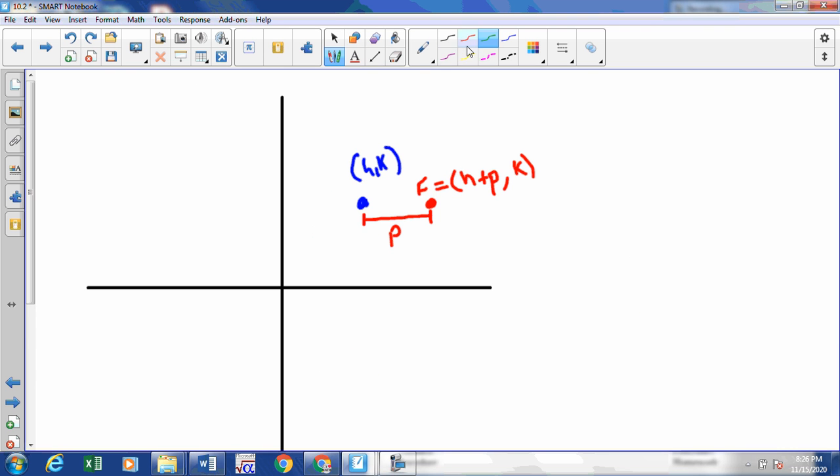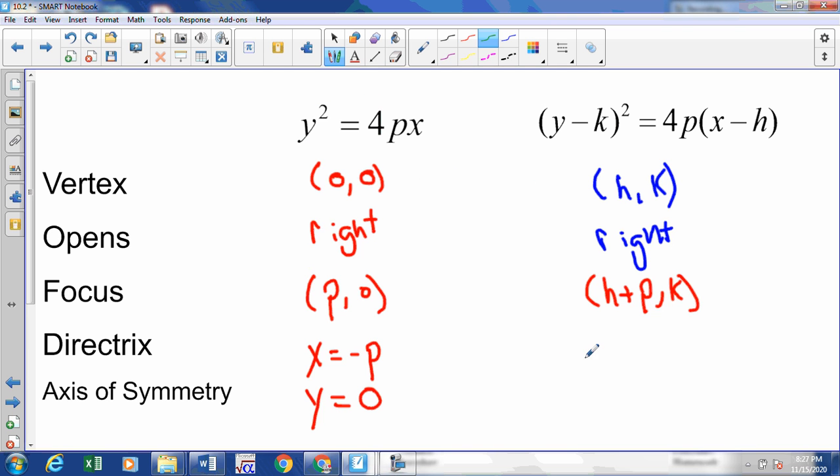Now, where would our directrix be? That's going to be the vertical line here. And the distance from here to here is p. So this line is just going to be h minus p. So there is our directrix: x equals h minus p.